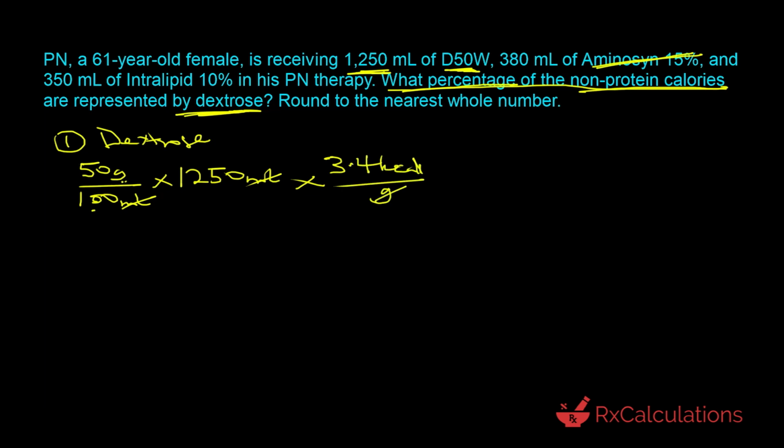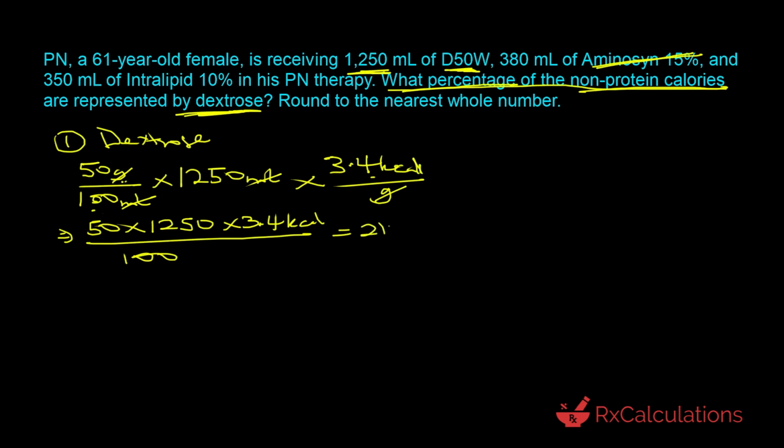So these grams cancel out, and everything you multiply in the numerator, divide by what's in the denominator, gives you the answer in calories. For dextrose, you're going to have 50 times 1250 times 3.4 kilocal divided by 100. And what does this give us? This gives us 2125. What is this 2125? That's the calories supplied by the dextrose. We haven't gotten to the final step yet, but this is the value that will go in our numerator when we are finding the percentage.